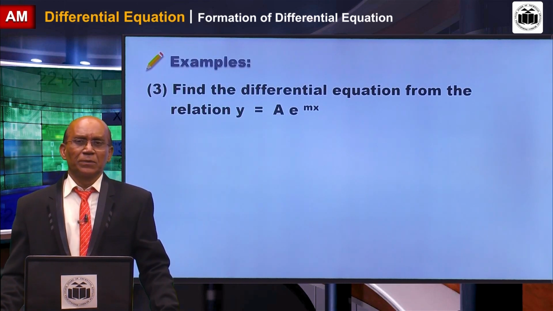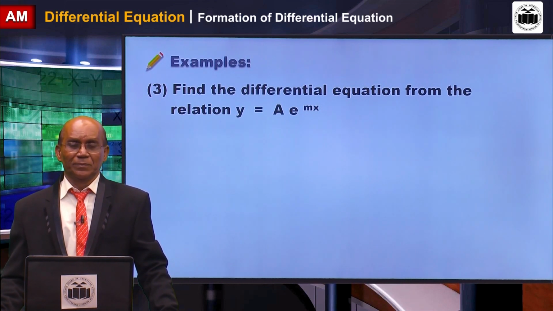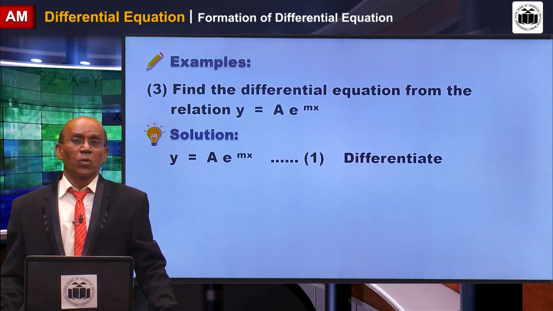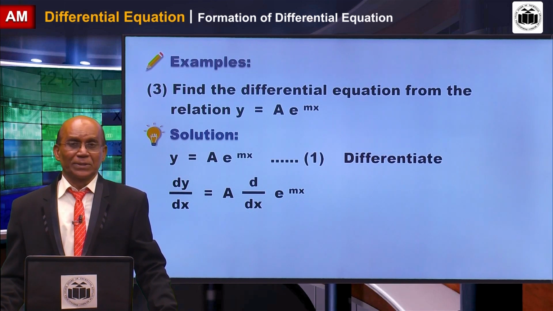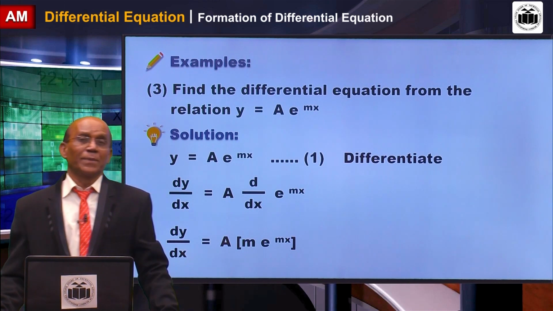Next example is, find the differential equation from the relation y equals a e raised to mx. Solution for this one: y equals a e raised to mx. Differentiate this expression now. So d by dx of y equals a d by dx of e raised to mx. So dy by dx equals, now here we can take that a constant, and we can take the derivative of d by dx of e raised to mx.